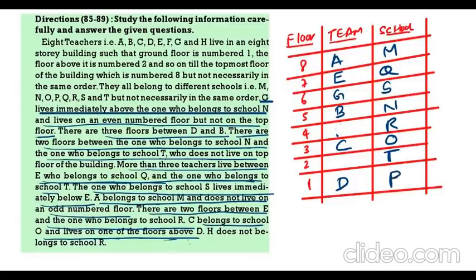P will come here. Now H does not belong to school R, that means H will not come here. H will come here. We are left with F. So this is the total puzzle. Now, taking this, we have to answer the questions.